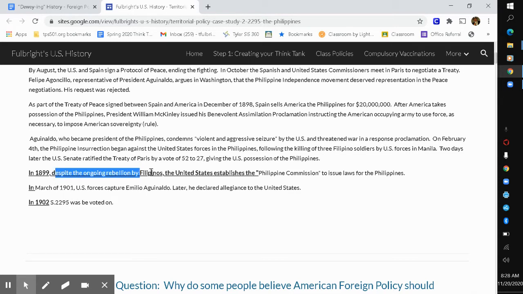Despite this ongoing rebellion, we create a Philippine Commission to issue laws in the Philippines. So what we need to really understand is that the Filipinos had fought for independence against Spain. Instead of getting independence, they now are being controlled by the United States. Instead of just accepting that, the Filipinos are now fighting against us, but we're continuing to move ahead with taking control over the Philippines.